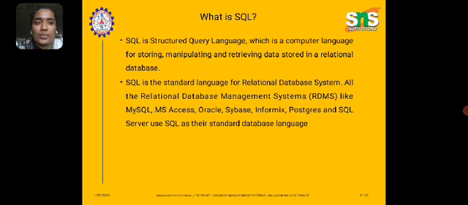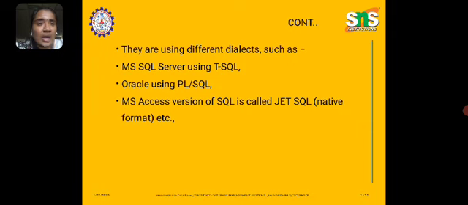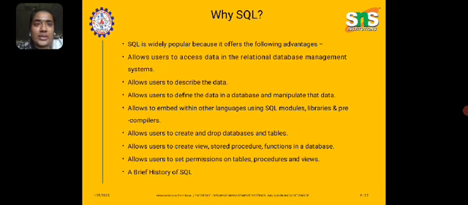All the relational database systems like MySQL, MS Access, Oracle, Sybase, Informix, Postgres, and SQL Server use SQL as the standard language. For example, in Oracle, we use SQL. In SQL Server, we use T-SQL. In MS Access, the version of SQL is called Jet SQL, etc. Different types of SQL are being used.